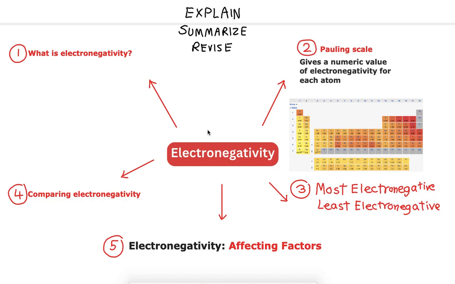Explain, summarize, and revise. What's electronegativity? What's a Pauling scale? What's the most electronegative atom? What's the least electronegative atom? We can compare electronegativity. We can explain the factors that affect electronegativity.